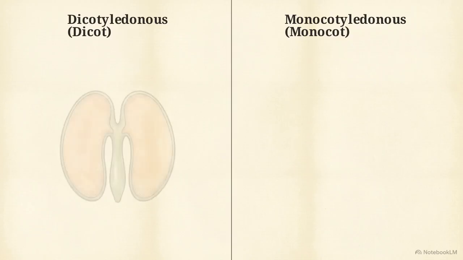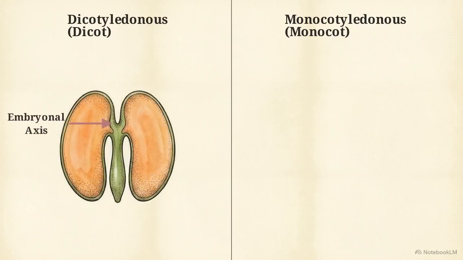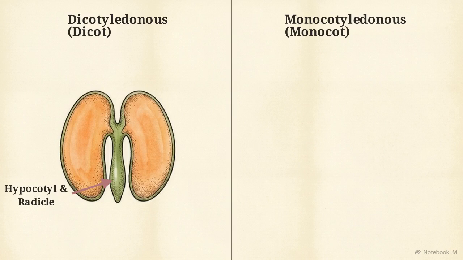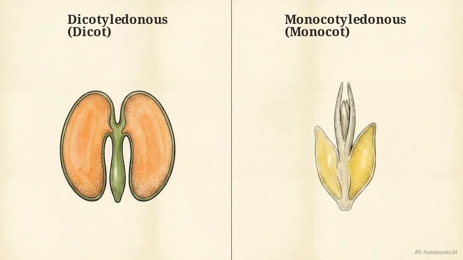A mature dicotyledonous embryo is structured around a central embryonal axis, flanked by 2 thick cotyledons that store food reserves. The axis above the cotyledons is the epicotyl, terminating in the plumule or shoot tip. The axis below is the hypocotyl, which ends at the radicle, the root tip. Monocots, like the grass family shown on the right, possess only a single cotyledon called the scutellum, which is situated towards one side of the embryonal axis.